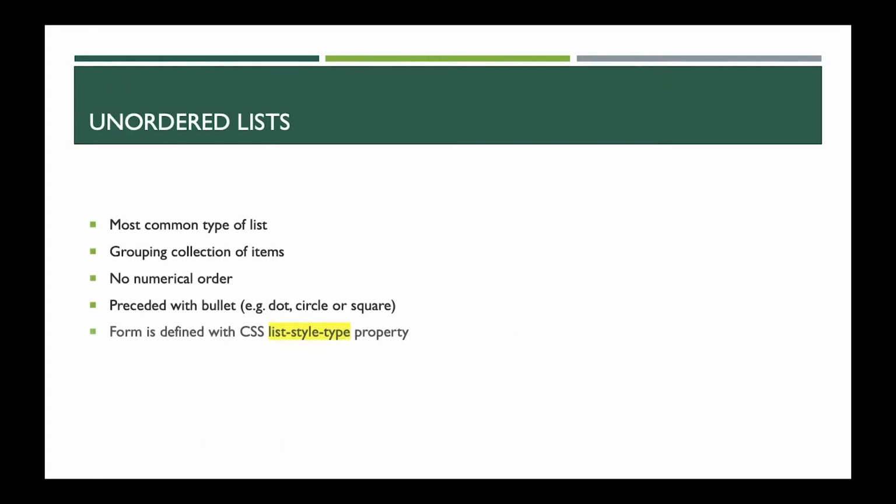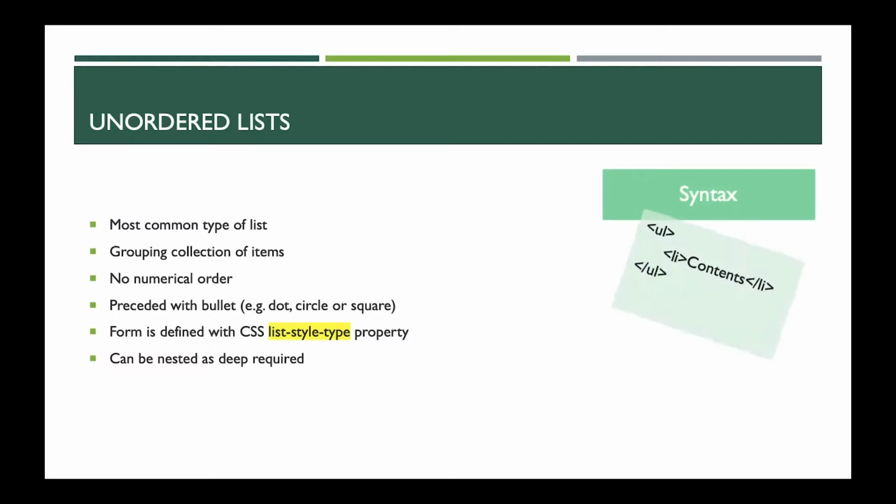Let's talk about an unordered list. In HTML, an unordered list is the most common type of list. It is used to group a collection of items in a non-numerical order, which means the order does not matter for each of the items. Each of the items in this list is preceded with a bullet. That bullet can be in the form of a dot, a circle, or a square. We can change how the bullets look with CSS, and there is a property that sets the format for that bullet, called the list-style-type property.